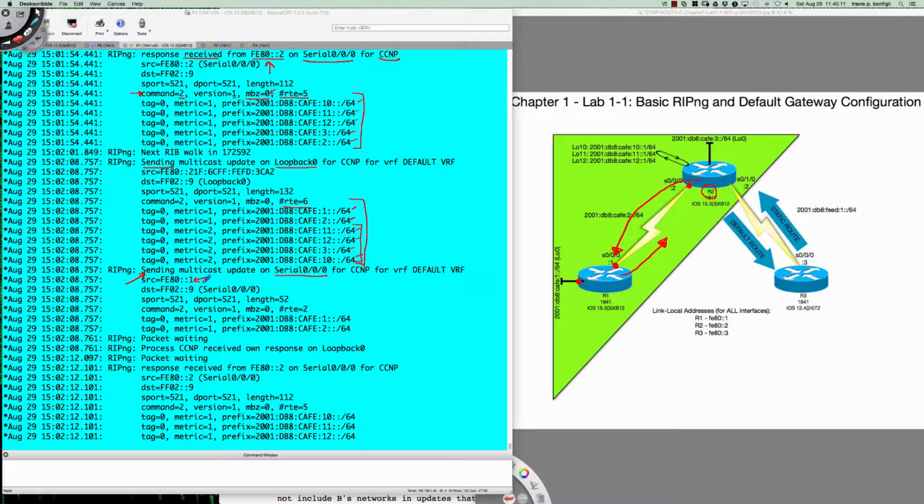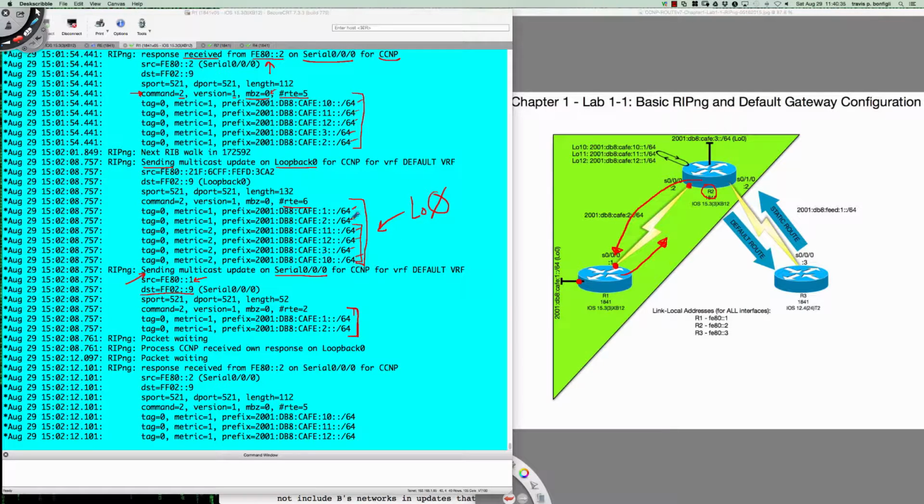Up here, it's definitely the link local IPv6 address. And what's my destination? Well, it's the RIPng multicast IPv6 address FF02::9. So let's take a look. What does my update out that interface look like? So out the loopback interface, right? Loopback, what are we? Loopback 0.